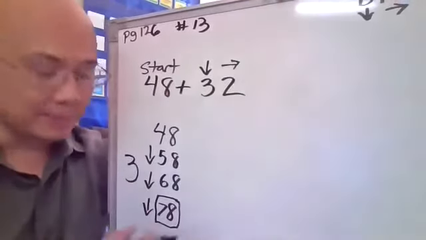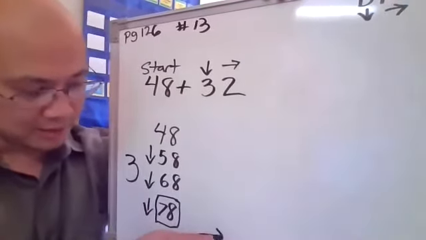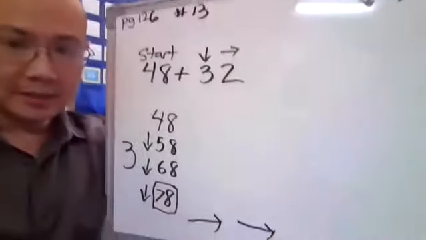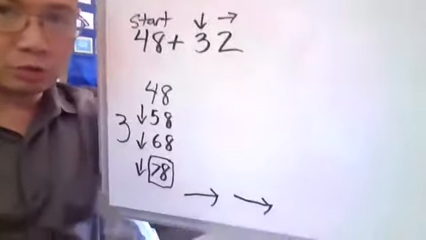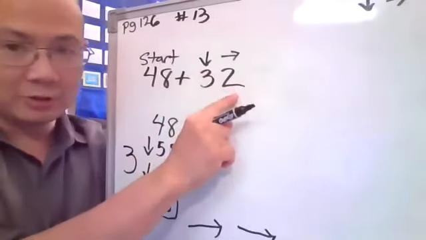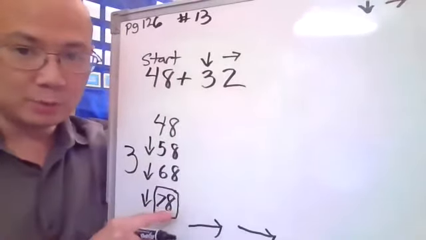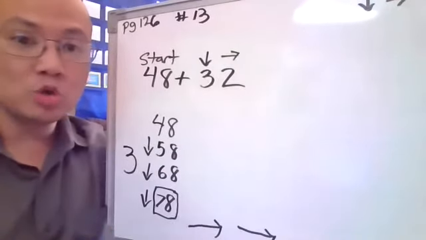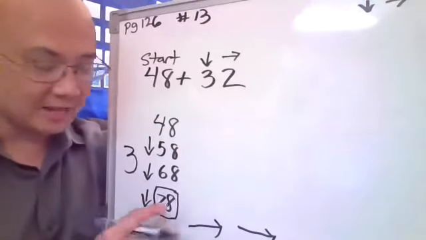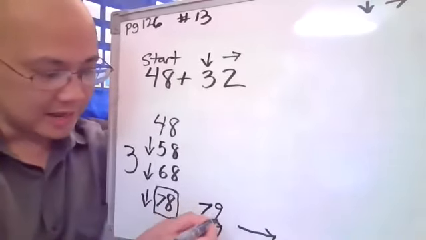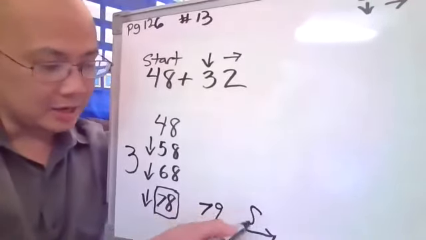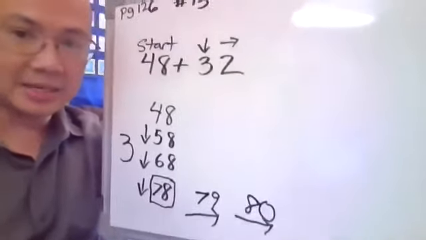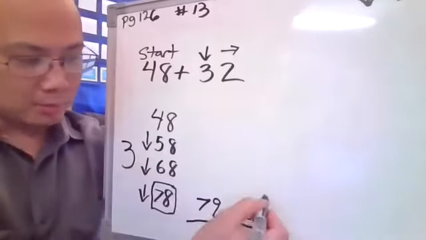The second step is to move 2 spaces, 1, 2, because now I have to move 2 spaces. Now I move 2 spaces. I go 78, 79, and then I come up with 80. So my new number is 80.